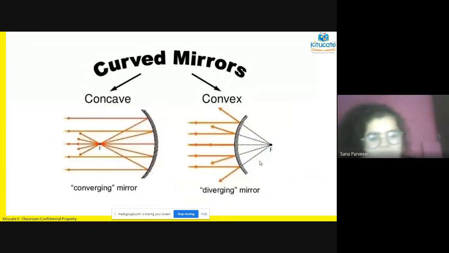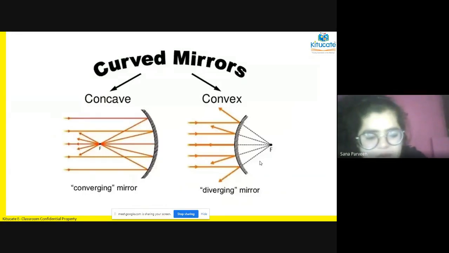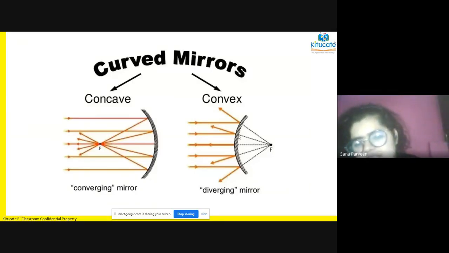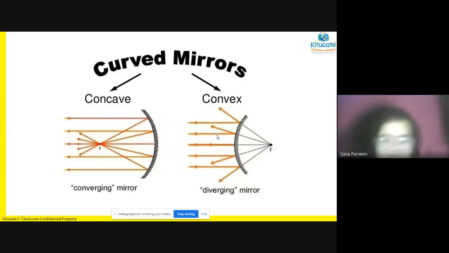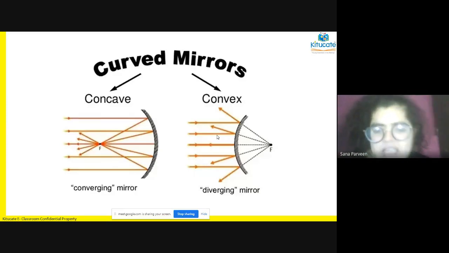So last, we are going to compare between curved mirrors, concave and convex. So concave is converging mirror. It is going to bring all the light rays at one particular position. All the rays are combining. And convex, the rays are getting away from one another. That is diverging mirror. So concave is converging mirror, gives a magnified view, and convex is diverging mirror and gives a diminished view so as to have a broader view.